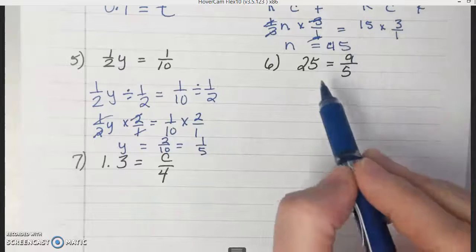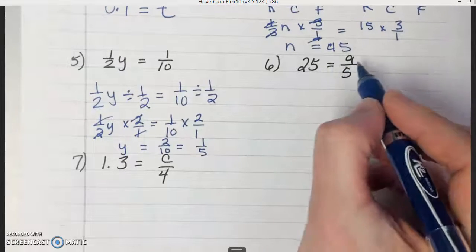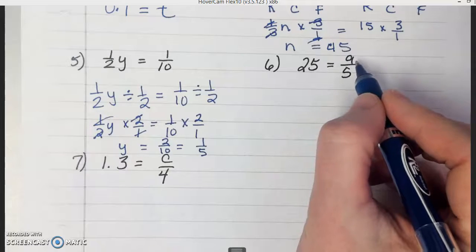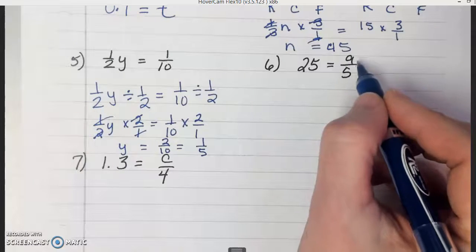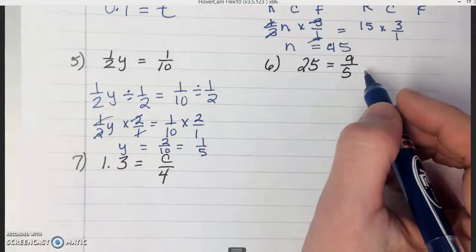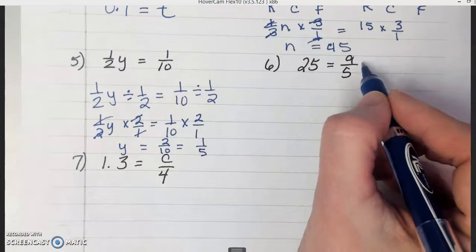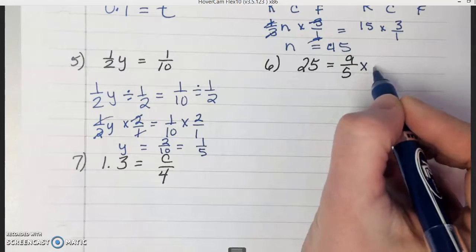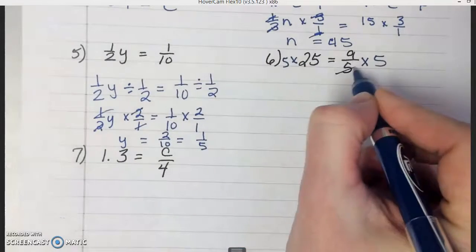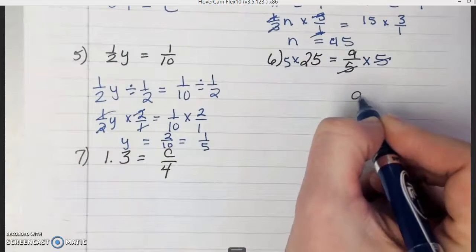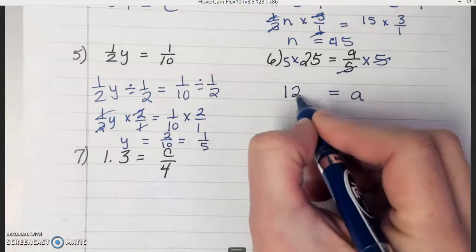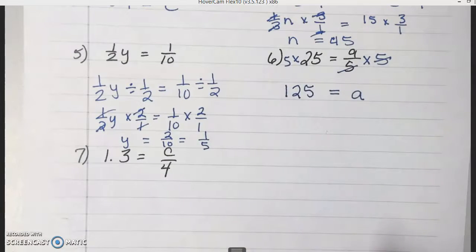Now look at number 6. Number 6, notice that a is part of the fraction. It's on top of it. So that means that we've got division happening here. A divided by 5. So how do I undo the division? Multiply by what? 5. So do the same thing over here. My 5's cancel out, so I have a by itself on this side, and 5 times 25 gives me 125. Very good.